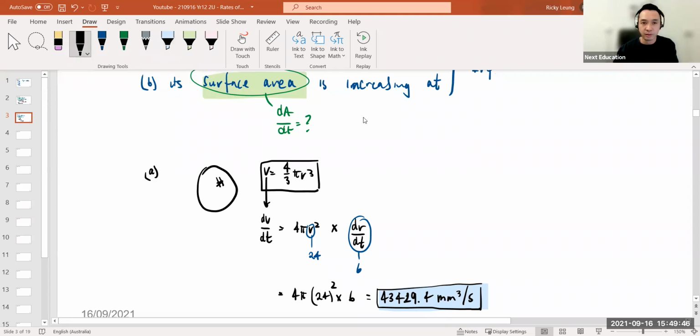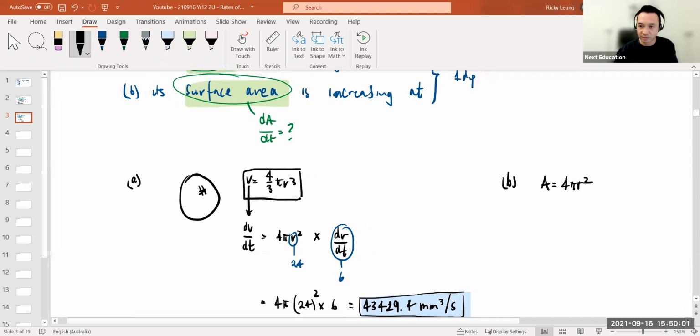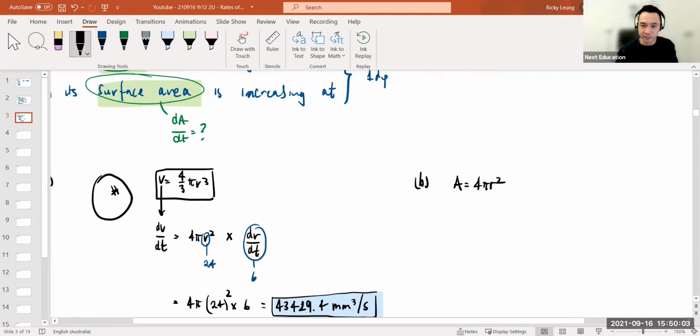Now, part B, same concept, different formula. The surface area of a sphere is 4 pi r squared. Like I said, I don't know what the link is between the derivative of volume and this. Is it a coincidence? I don't think so. I don't know, someone Google it and let me know in the comments.